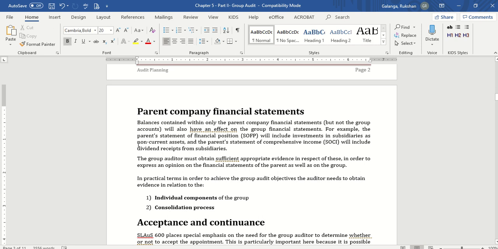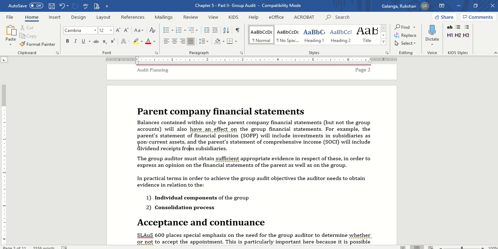Next one, we'll look at the parent company financial statement. Now, parent company financial statement. What should we consider as the auditor? Balances contained within only the parent company financial statement, but not the group accounts, will also have an effect on the group financial statement. For example, the parent statement of financial position will include the investment in subsidiary as a non-current asset. The parent's statement of comprehensive income will include dividend receipts from the subsidiaries.